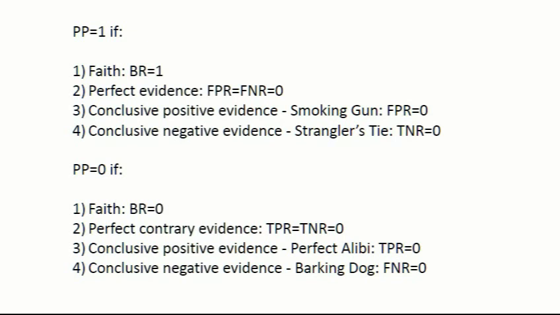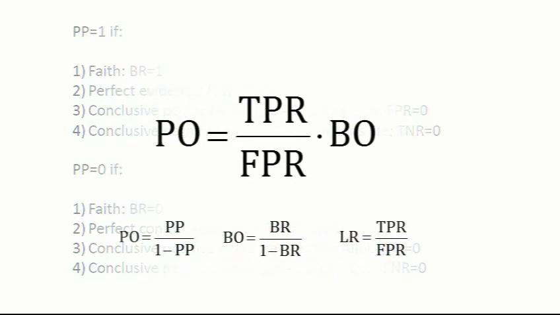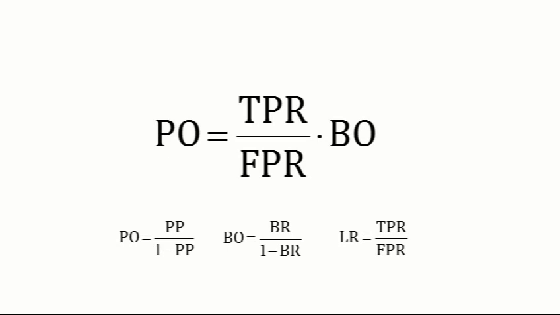This means that without faith, perfect or conclusive evidence, we are left somewhere in the middle of the probability spectrum, dealing with imperfect, inconclusive evidence like smoke and fire. A convenient way to look at this is to rewrite Bayes' theorem in odds form. When we do that, the result is that posterior odds, PO, are equal to the ratio of the true positive rate and the false positive rate, known as the likelihood ratio, times prior or base odds.